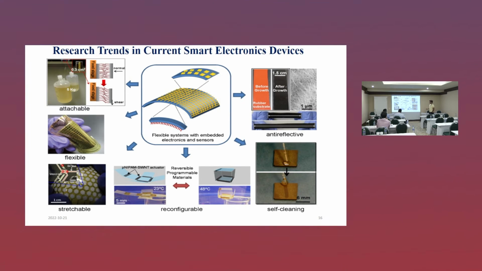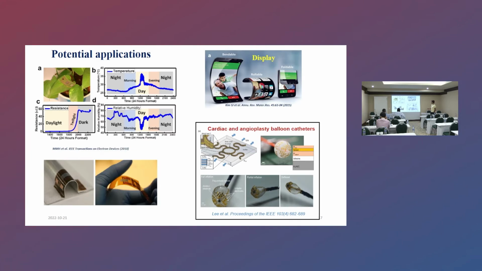They need to be stretchable, and they need to be reconfigurable, like automatically going back to the original shape, like a shape memory. And they have to be self-cleaning. For example, if you use solar cells and all the integrated technologies, there is dust all the time, so they have to have self-cleaning capability, and be anti-reflective. All those trends are going on. We mainly focused on reconfigurable, and on making them flexible and stretchable. I will show here how to make them reconfigurable. These are a few studies we did.